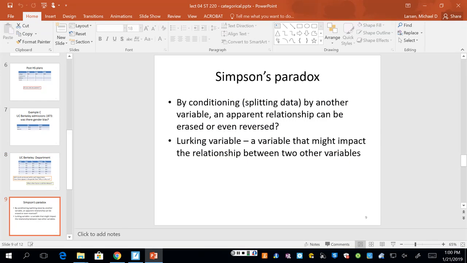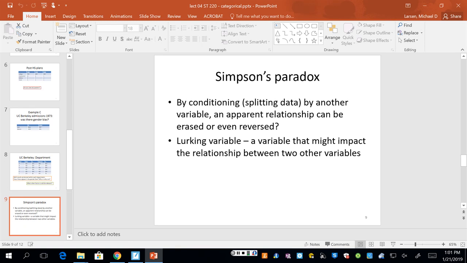There was a mathematician, statistician in the 1950s called E.L. Simpson, who wrote an article describing this phenomenon: that by conditioning or splitting data by another variable, you can have apparent relationships that can be erased or even reversed. So it happens. A lurking variable, which might also be called a confounding variable, is another variable that you don't necessarily know about that could be impacting the relationship between the two variables.